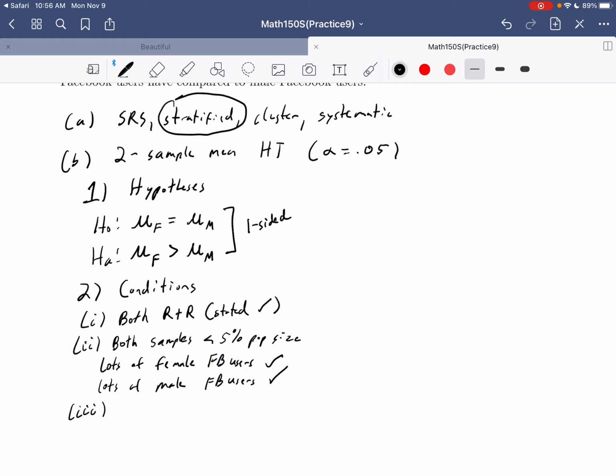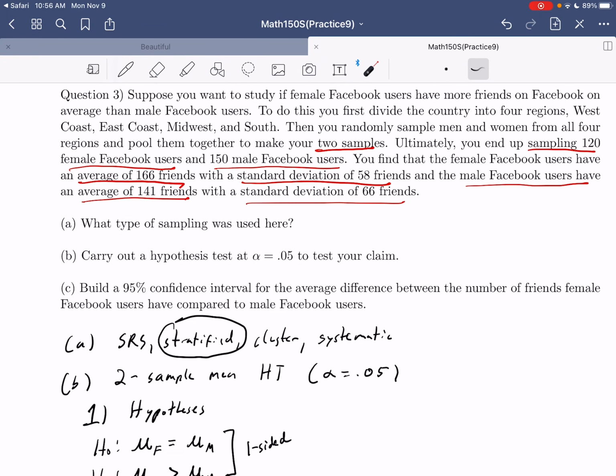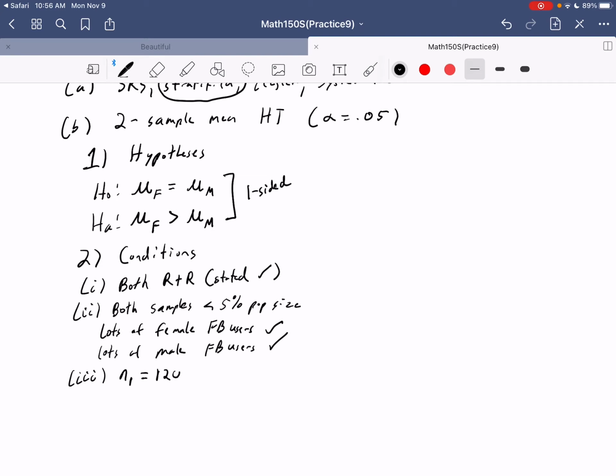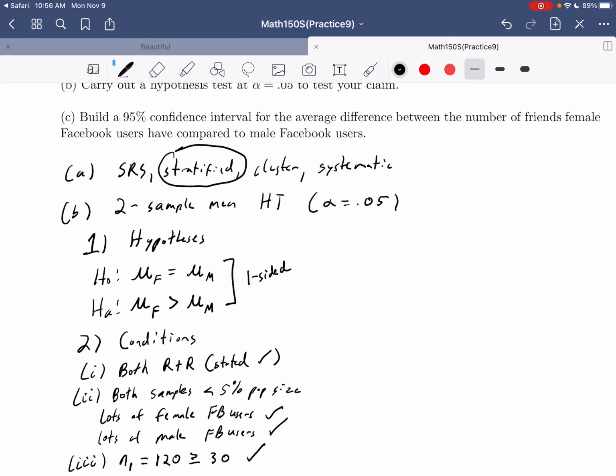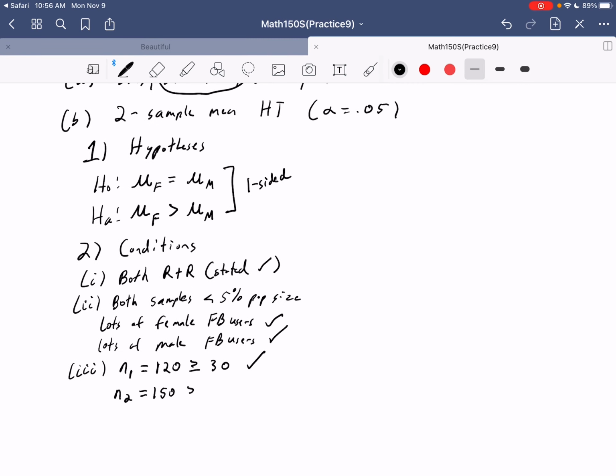And finally, for condition 3, we need to either look at a stem and leaf plot, which is not going to be doable since we don't have the raw data, or we have to have large enough sample sizes. And we do. n1, well, remember, 1 is now going to specify our first population, which is females. That was 120, so sample size 1 was 120, which is certainly greater than or equal to 30, so we're all good there. And n2, which is now going to specify our second population, males here, that was 150 users, so that is also enough, 150 greater than 30. So we're good. Both samples were large enough that the central limit theorem is going to assure us of normality.